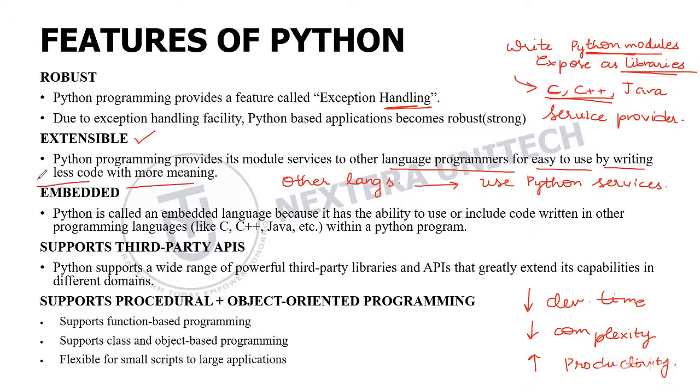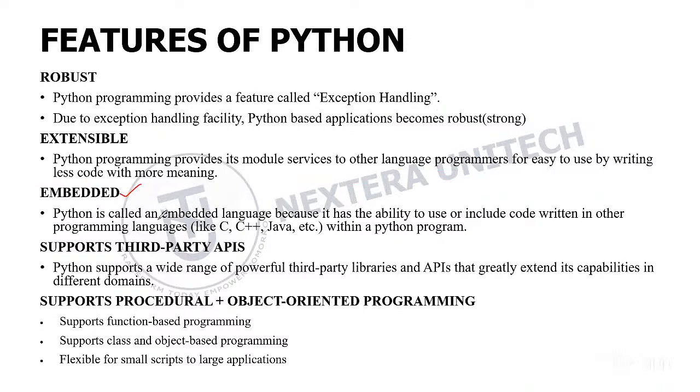And then coming to the next feature, which is embedded. Python is said to be an embedded language because Python programs can call and utilize services of other programs, mainly C and C++, as part of Python application development. So in simple words, this is just the opposite of the extensible feature. That is, Python uses other language services. So how is Python embedded? Python allows calling C functions.